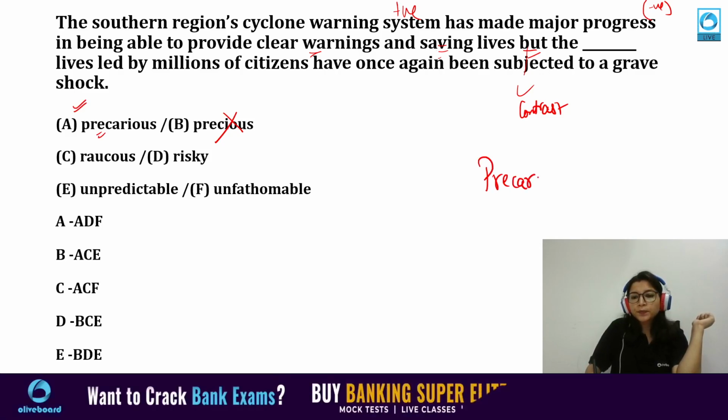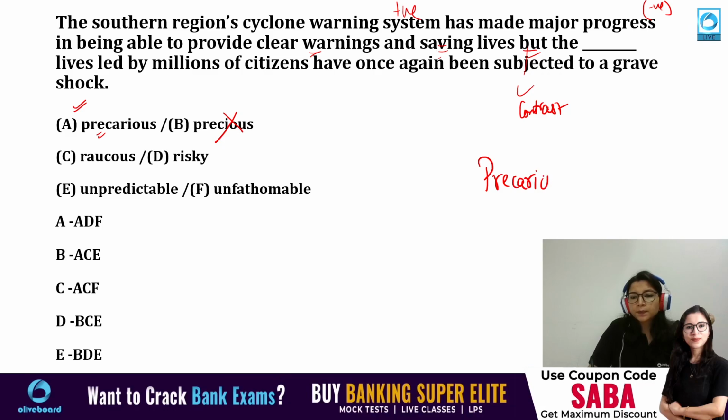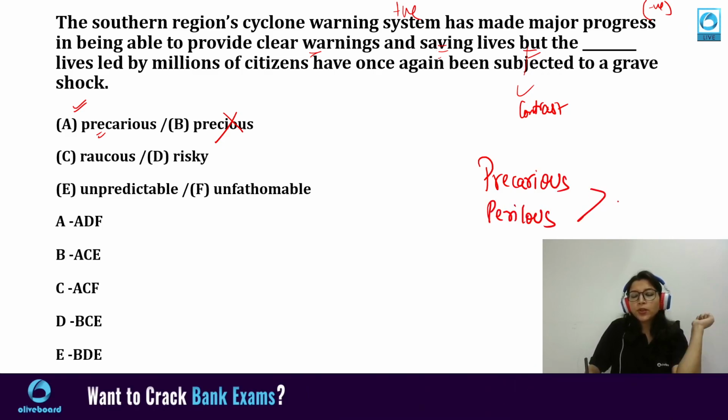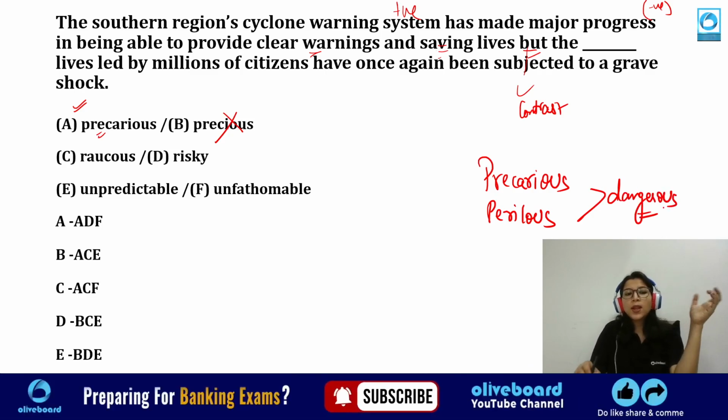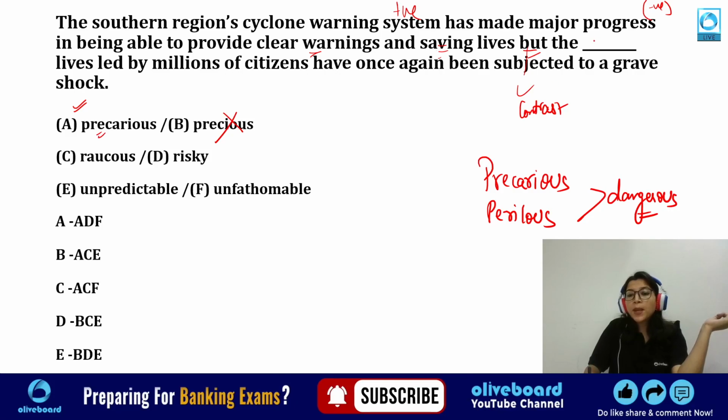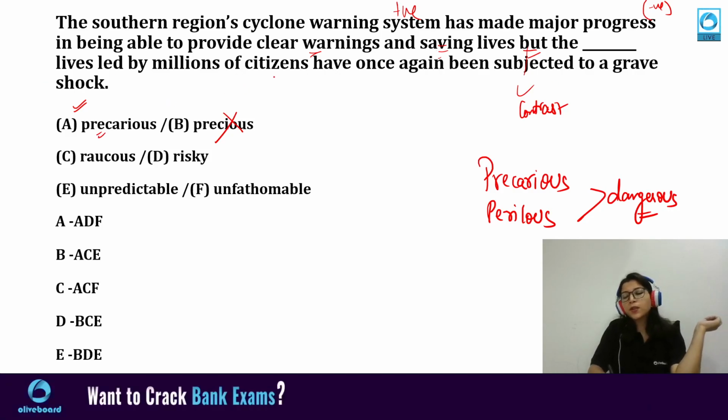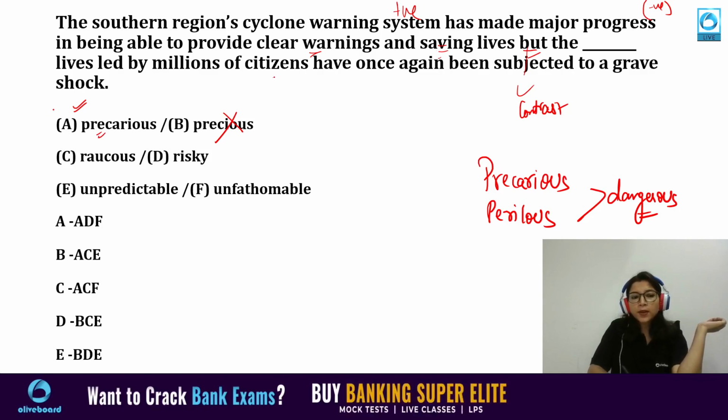Perilous word have you heard? Precarious. Perilous. It means dangerous. तो अब वहां पर जो people रहते हैं उनकी लाइफ तो डेंजरस ही है ना, but the precarious lives led by millions of citizens. So of course A is correct.